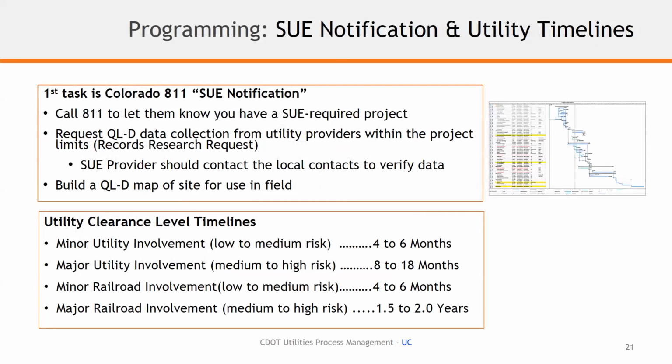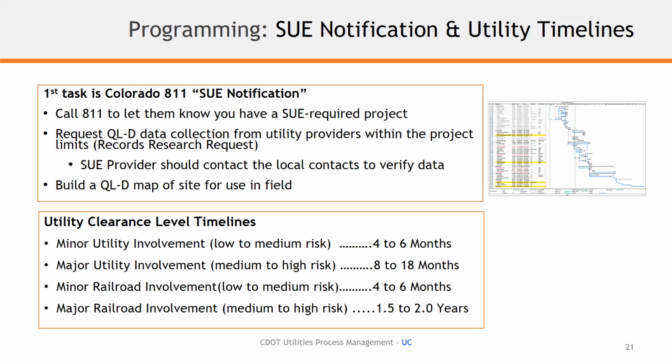So again, moving through programming still and looking at SUE notification and utility timeline. First task is Colorado 811 or the One Call Center and submitting a SUE notification. The SUE notification required by the state statute, as identified earlier, requires the engineer of record or engineer in charge of the project to call 811 to let them know they have a SUE required project.